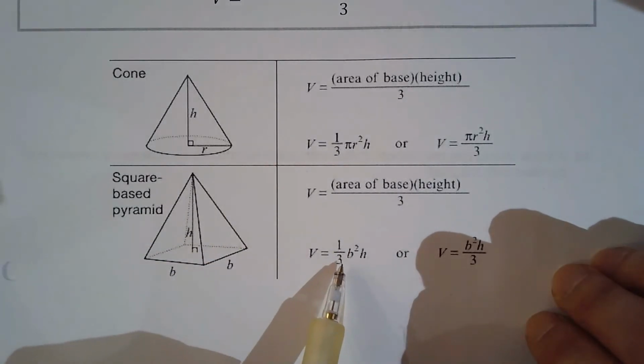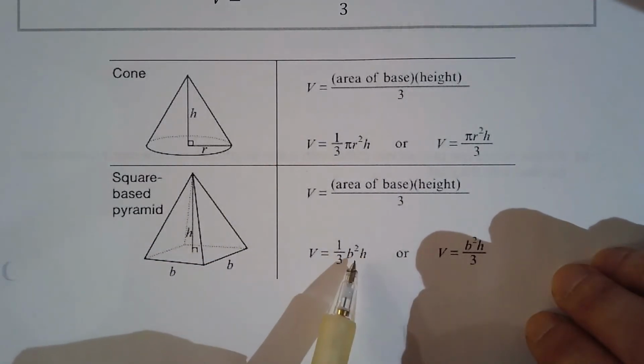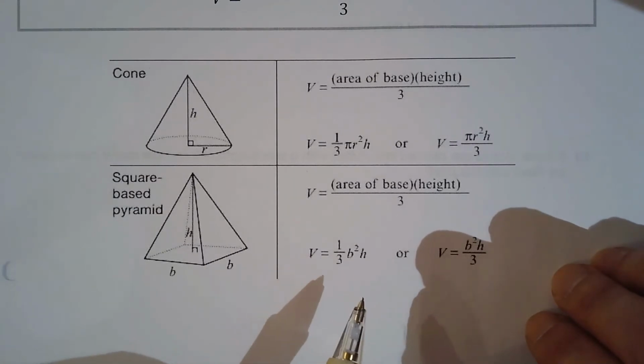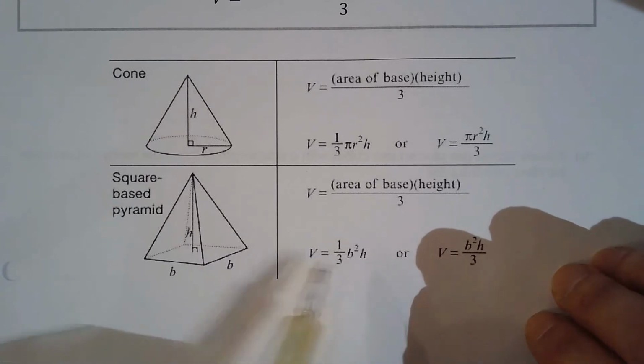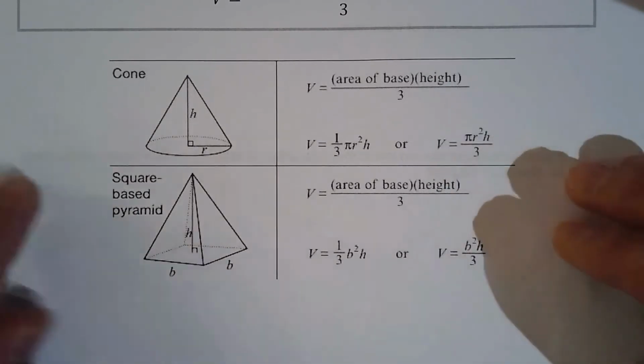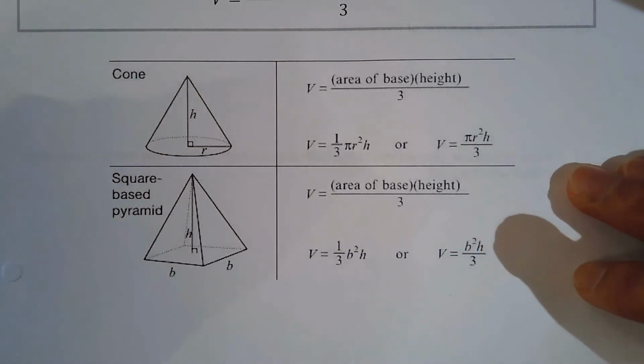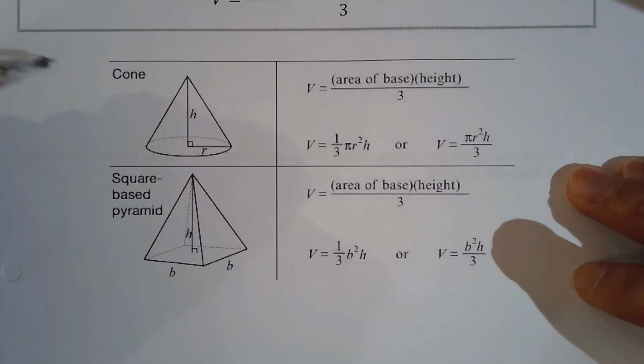And this, take 1/3 of b squared h. It will take 1/3 of the related volume, which is the square base prism. So 1/3 of that, the volume for that square base prism related to this square base pyramid. Okay. And that's why we learned about prisms and cylinders earlier, before we talk about pyramids and cones. It's a perfect transition.